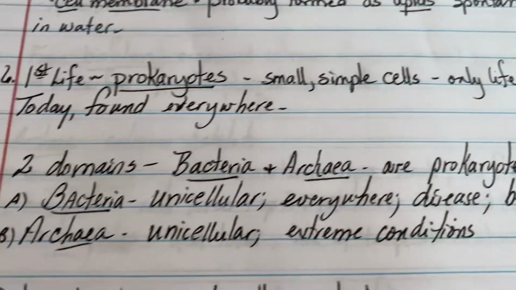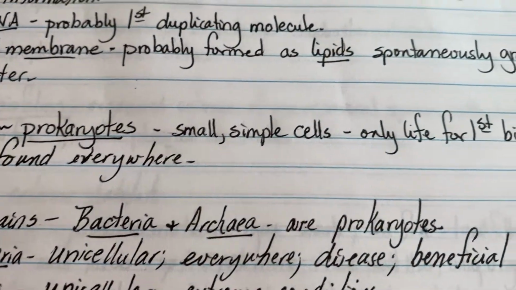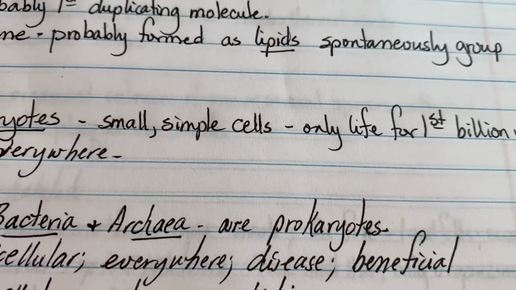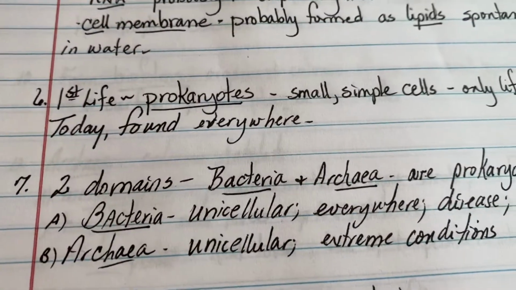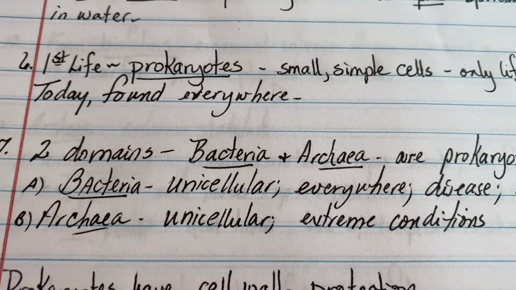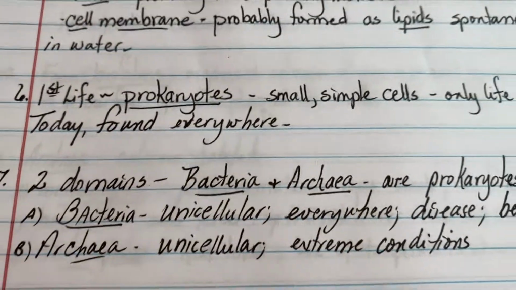They are prokaryotes. The bacteria are unicellular. They're found everywhere on Earth. Yes, they can cause disease, but there are also many, many beneficial bacteria. Archaea are also unicellular, but tend to live in some really weirdo extreme conditions we'll talk more about later.